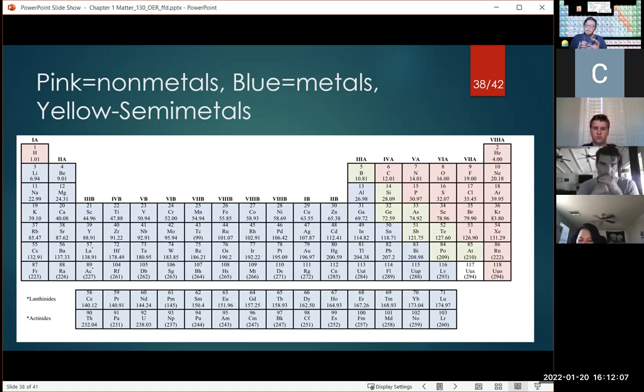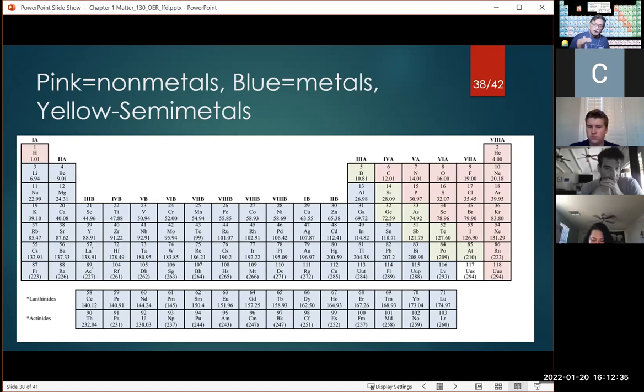What that means is they have properties of a metal and properties of a non-metal. They're like a mule. I don't know if you know this, but a mule is a combination of a horse and a donkey. Horse and a donkey get together, they make a mule. A mule has properties of a donkey and properties of a horse. And that's what semi-metals have. They have properties of a metal and properties of a non-metal.